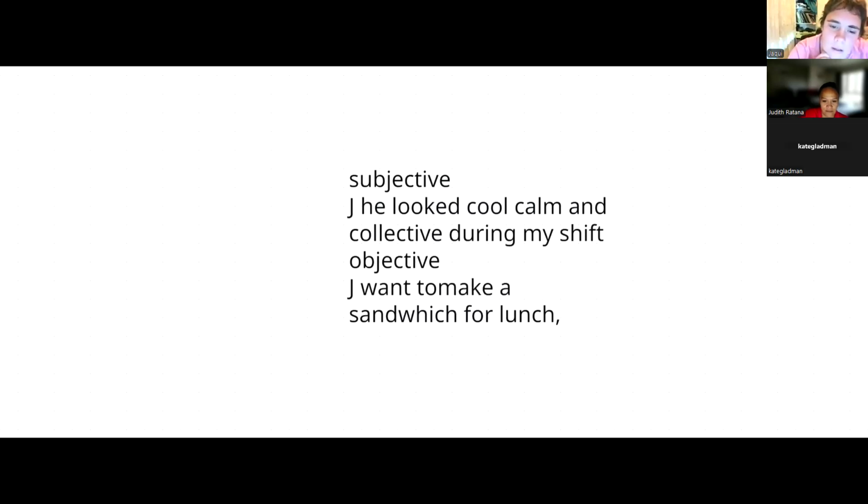So sometimes too, you got to write Jasper said, I want to make a sandwich for lunch. And we can use quote marks to show that that's what Jasper said. There we go. You're really close, but you got to put the quote marks. He said, I want to make a sandwich.